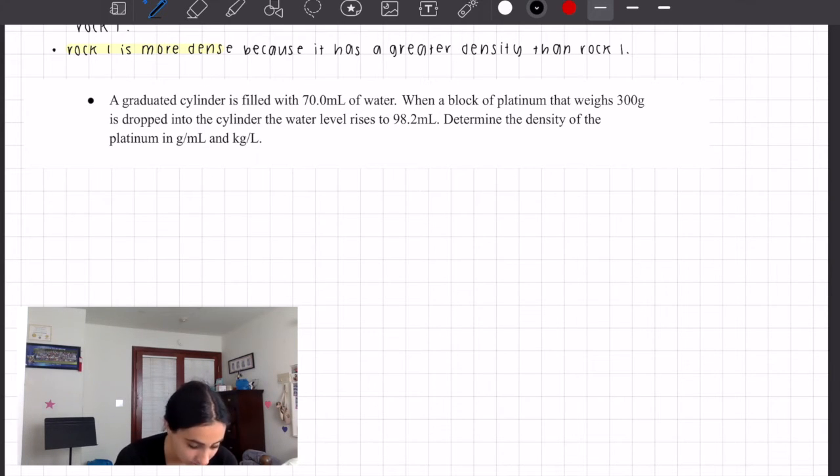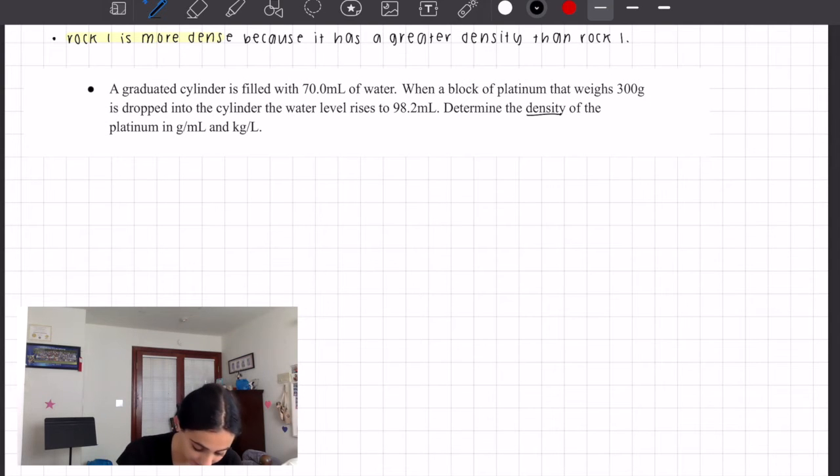Okay, so our first thing to do is we want to determine the density. And to do that, we need mass and we need volume. So we have mass, the block of platinum weighs 300 grams, but we have two volumes. We have 70 milliliters and 98.2. And it's kind of confusing to figure out which one to use.